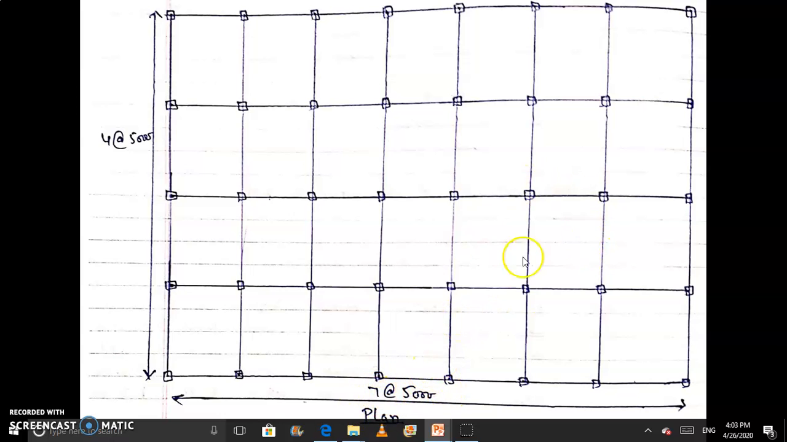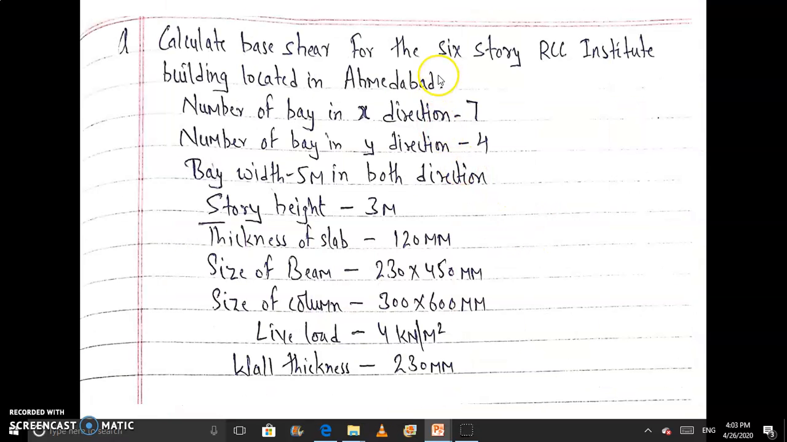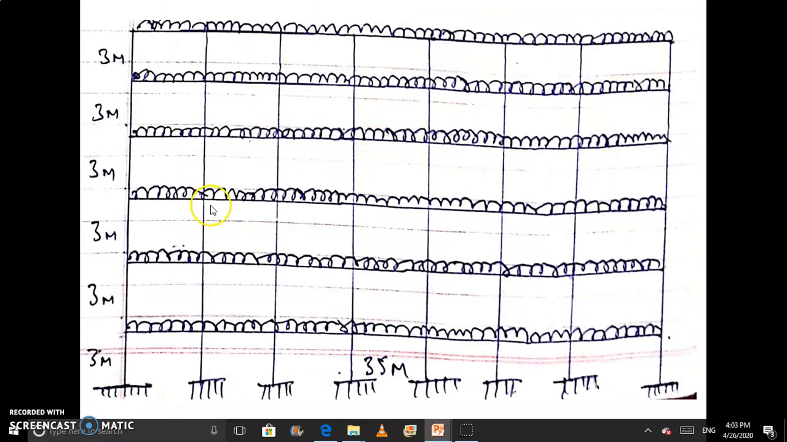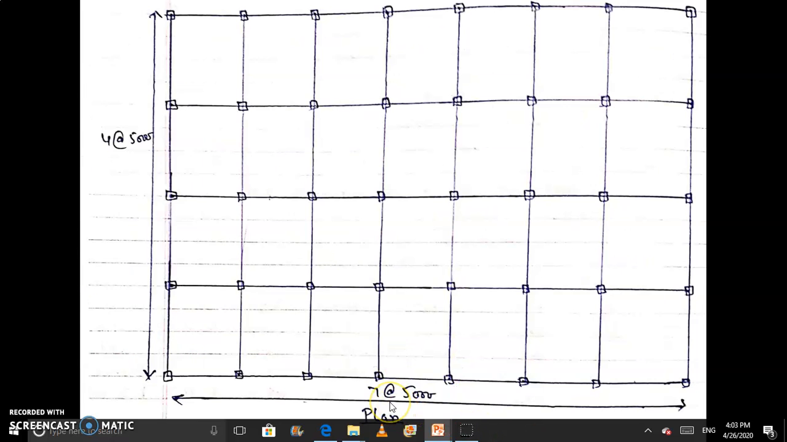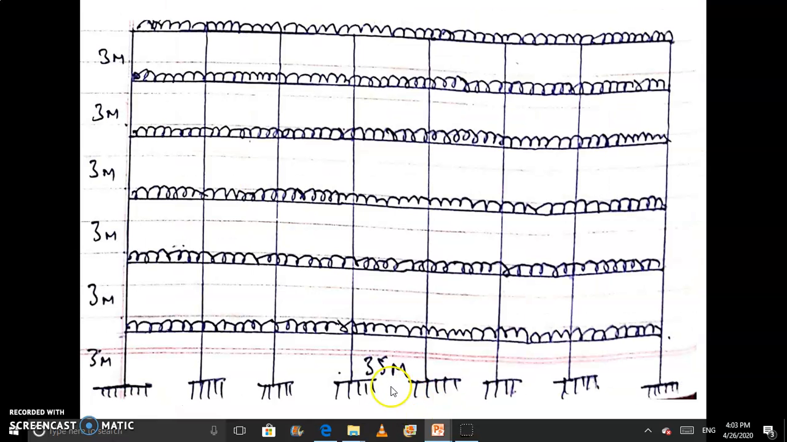So with the help of this plan and the given 6-story RCC building, we have to make the elevation. Here we have 6 stories: 1, 2, 3, 4, 5 and 6, where 6 is the roof. So it is a total 6-story building and the height of each story is 3 meter, 3 meter for the first floor, 3 meter for the second floor, 3 meter for the third floor, up to the roof. This is the 18 meter height and this is the base dimension. We have 7 bays of 5000 mm, so 7 into 5 gives 35 meter as the base dimension.